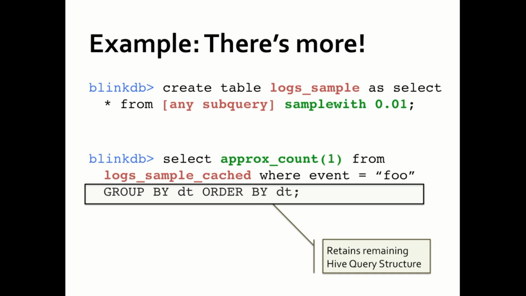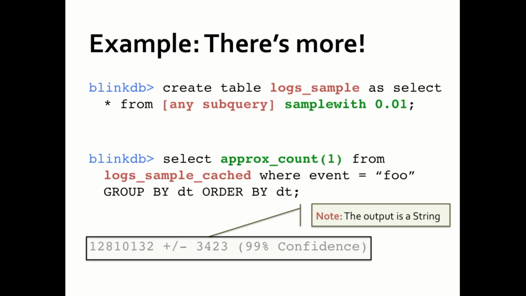It also supports almost unmodified Hive queries on these samples. The only modification, as I mentioned earlier, requires you to prefix approx_ to an already existing aggregator. And you can always use the same group bys and order bys that normal queries contain.